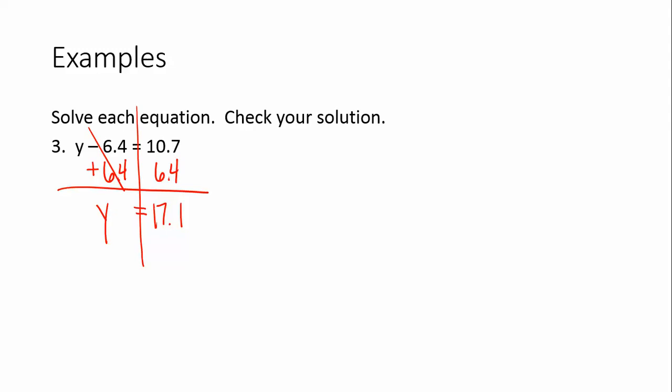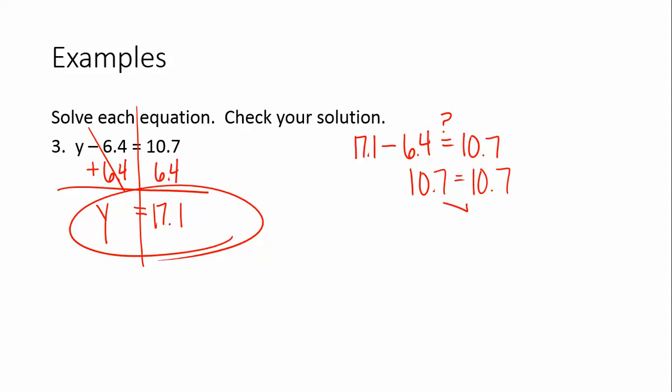So now we want to check our solution. 17.1, plugging that in for the variable, minus 6.4, does that equal 10.7? So we're asking this question. 17.1 minus 6.4, does that equal 10.7? Remember, we are allowed the use of calculators at this point. So in your calculator, 17.1 minus 6.4, and it does give you 10.7. So 10.7 does equal 10.7. Our solution to the equation is correct.